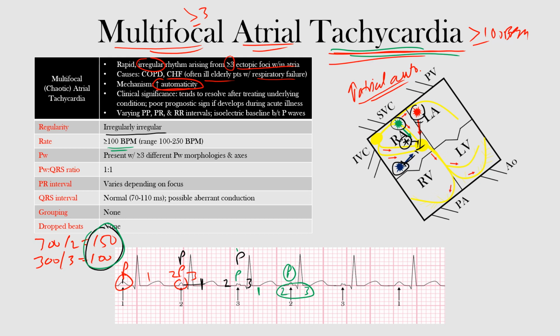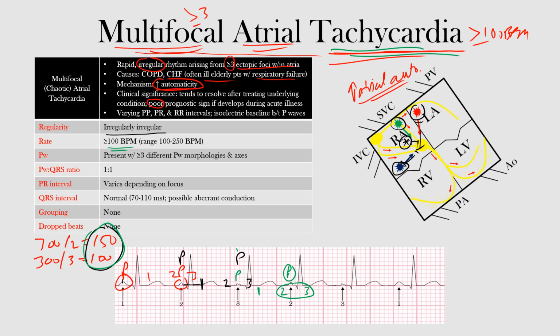The clinical significance, well, it tends to resolve actually after you treat the underlying condition. So say the person has a respiratory infection or CHF or COPD exacerbation. If you fix that, this tends to go away. Now, remember, this has a poor prognosis if it develops during acute illness, okay? And the poor prognosis is not a result of this actual rhythm causing it, but more of the underlying condition. So the main thing here is to treat the underlying condition and things should resolve.